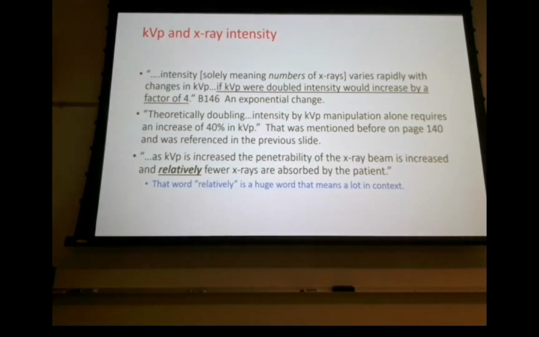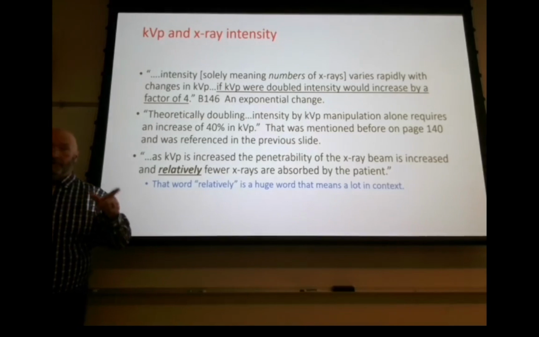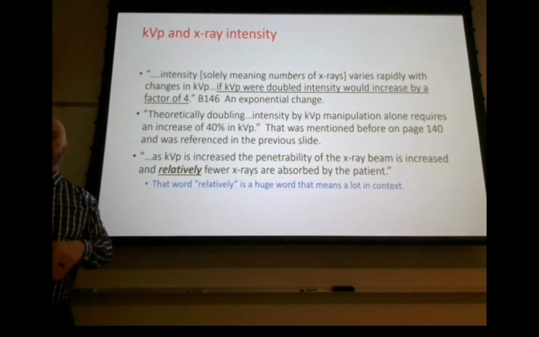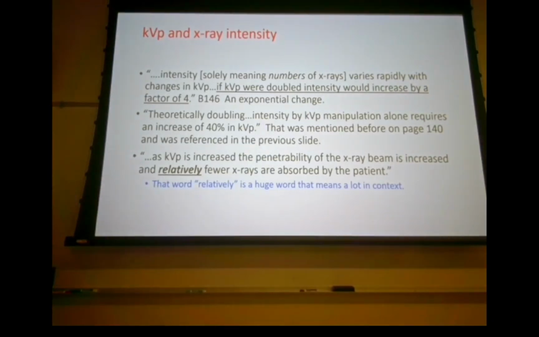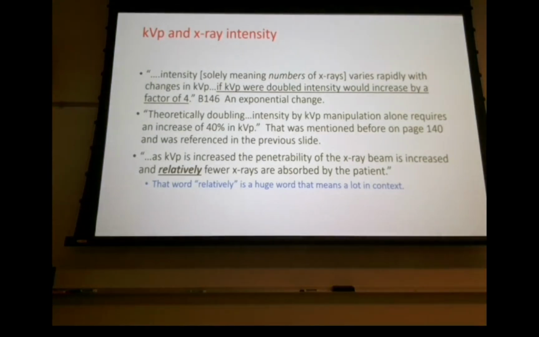So doubling the kVp increases the intensity to the image receptor by a factor of 4, or out of the tube? Out of the tube. Okay, by a factor of 4. And since we've got so much higher kVp, the incident exposure at the image receptor is going to be even higher than that. Does that make sense? Okay.